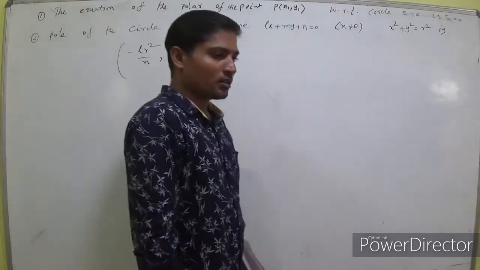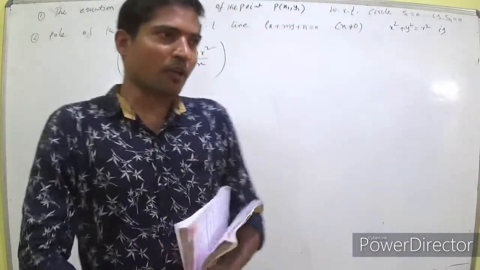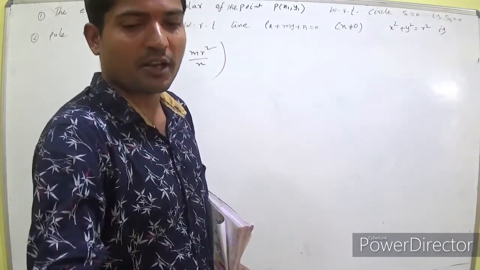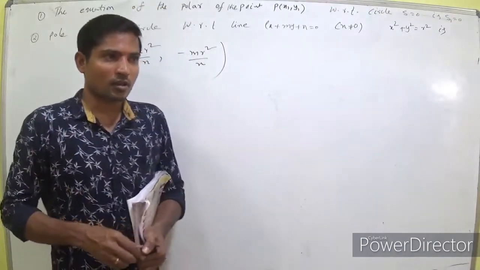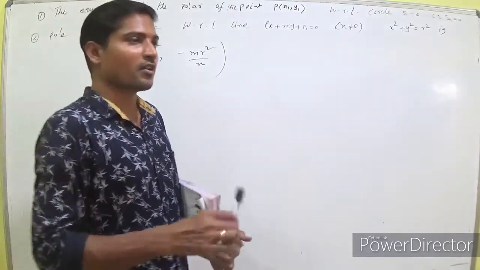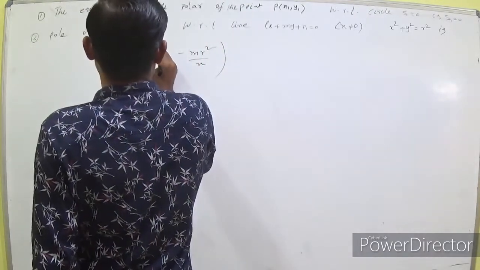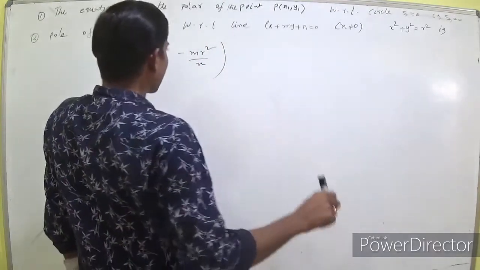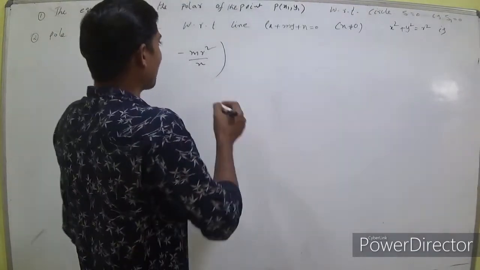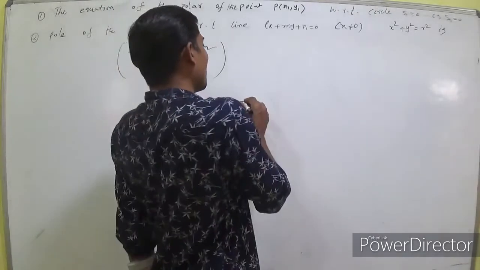Pole of the circle with respect to the line lx plus my plus n equal to 0. The circle equation x square plus y square equal to r square is minus lr square by n, minus mr square by n, right? Here n not equal to 0.